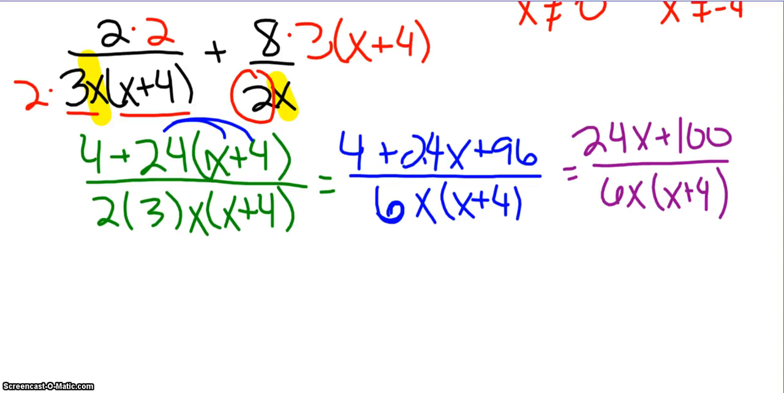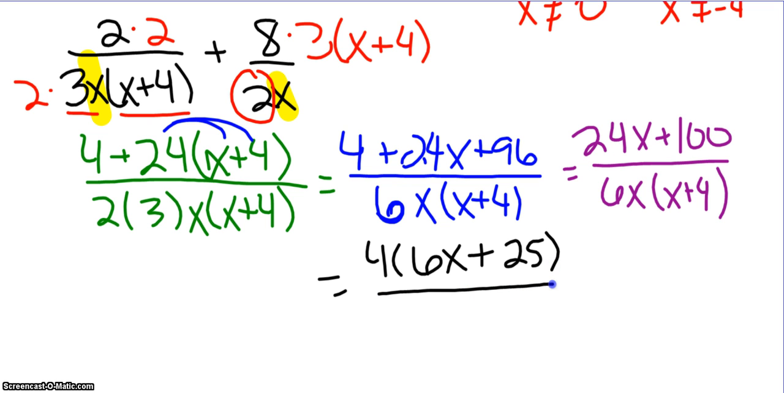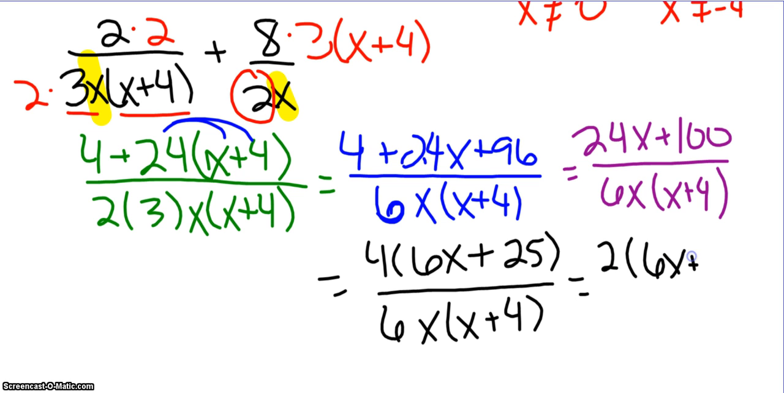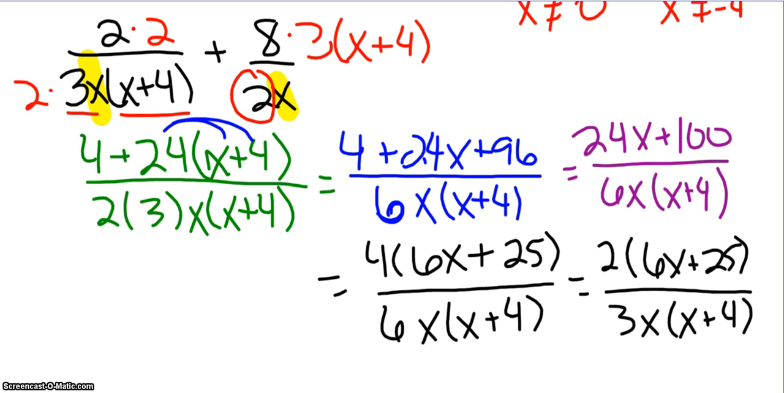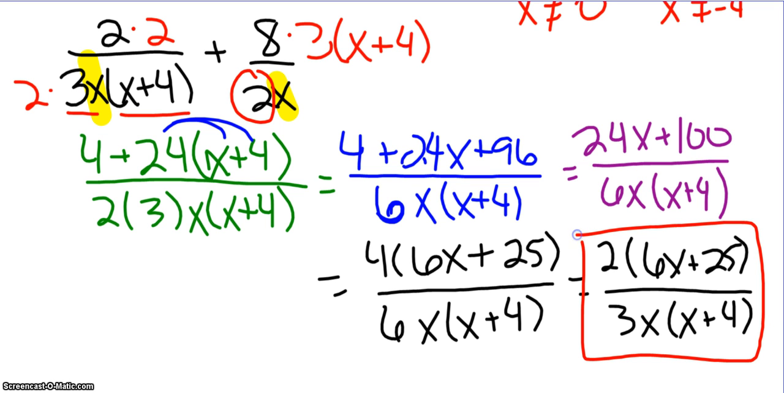And the greatest common factor between these is 4, so I'm going to factor out a 4. So this is equal to 4. When I factor that out, I get 6x plus 100 divided by 4 is 25, over 6x times x plus 4. Now I can reduce 4 and 6. 4 over 6 will reduce to 2/3. So I'm going to have 2 times 6x plus 25 over 3x times x plus 4. And now this, because it's fully factored, is your final answer.